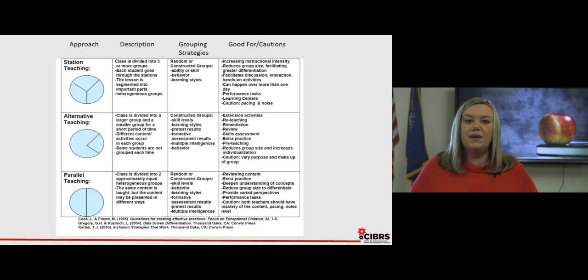This flexible grouping matrix can be found in the resources section of this module. Although older, it still provides excellent information on grouping strategies, as well as cautions and highlights. The key to co-teaching is the ability to differentiate so that all students can succeed. One of the best ways to achieve this goal is through small group instruction.